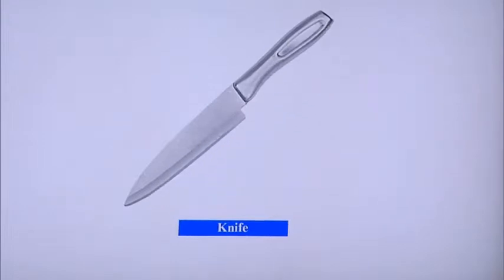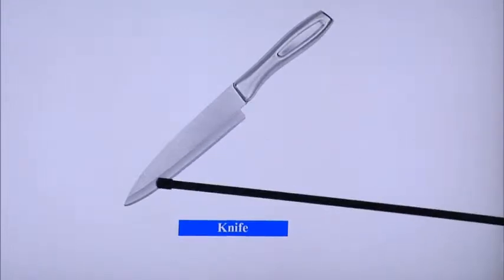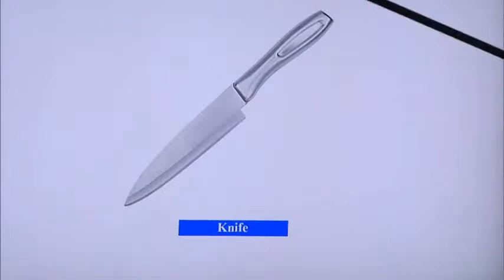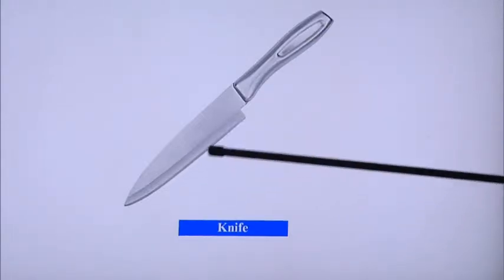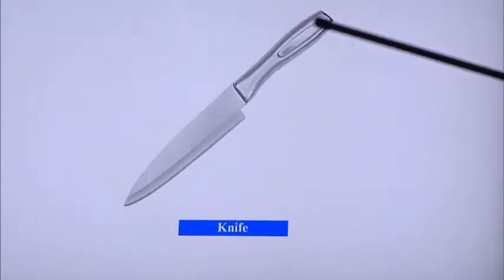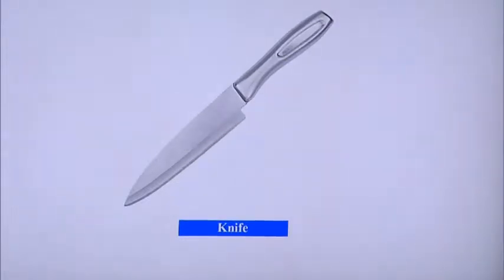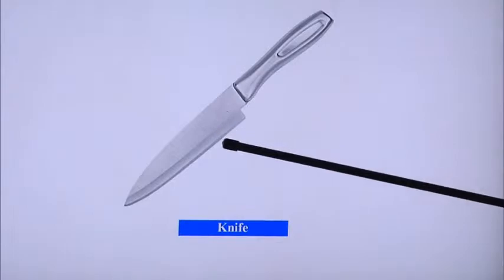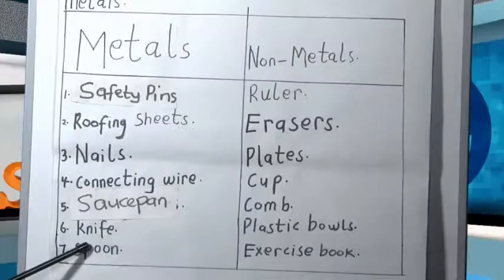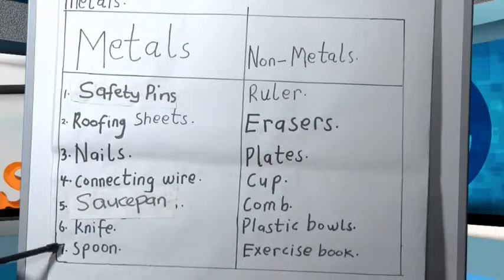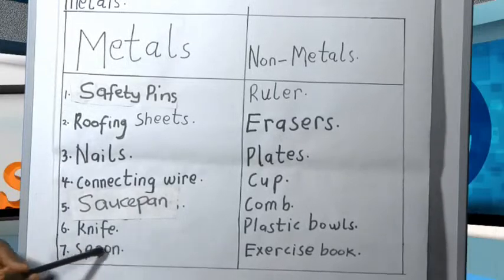We use it to cut our bananas. We use it to cut plantain, cassava. Anything we cut, we use what? Our knife to do it. So a knife is made from metal. Let's look at the last one. Spoon.